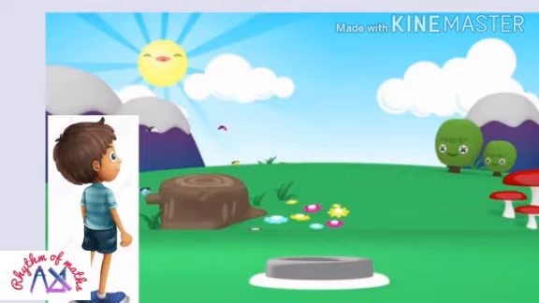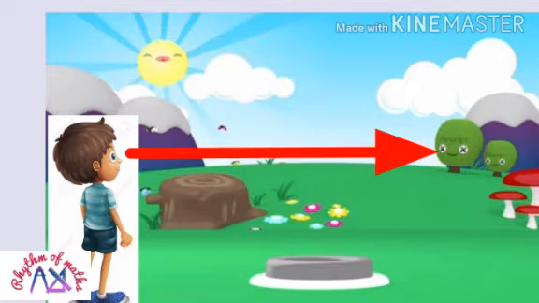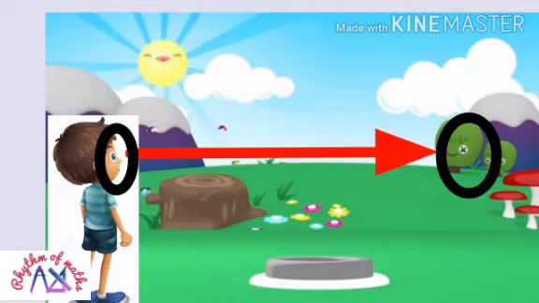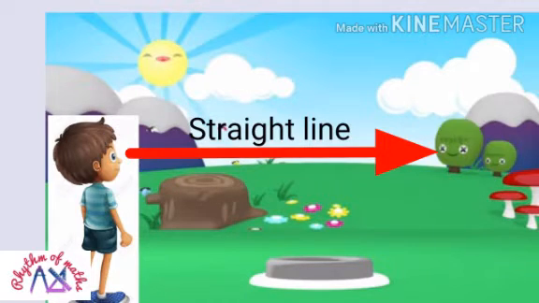Suppose we are standing at a particular place, and we are looking at a particular object just opposite to us. At that time, a line of vision is formed between our eye and that object. That line will always be a straight line. This is the line of vision, the straight line formed between our eye and that particular object just opposite to us.